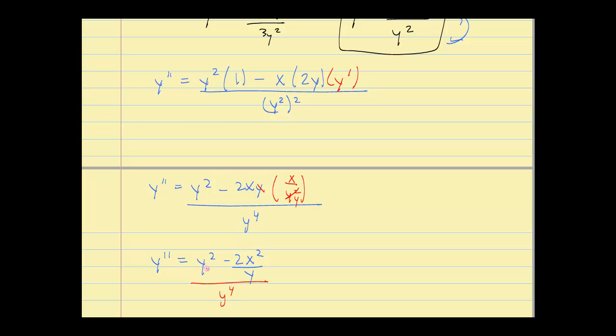Finding a common denominator, I'd multiply top and bottom by y, and I get y double prime is equal to y cubed minus 2x squared. Now what happens to this y that's common is it goes down into the denominator, so this is all over y to the fifth. So there's my second derivative.